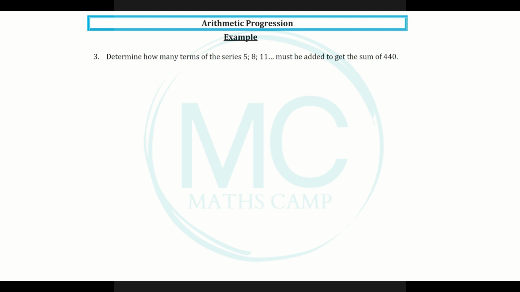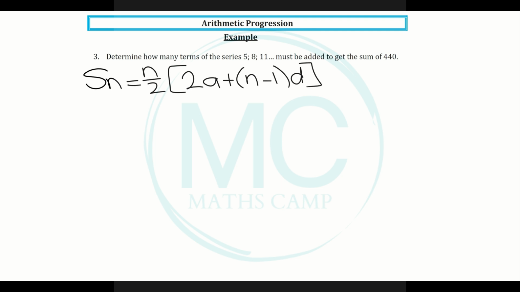Determine how many terms in the series 5, 8, 11, and so on must be added to get the sum of 440. We are working with a sum, so we need to use the formula Sn is equal to n over 2, open a bracket, 2a plus the bracket of n minus 1 multiplied by d. The question tells us that when we add the terms together, we get a sum of 440. This is the value of the sum, Sn. So over here, I can say that Sn is equal to 440.